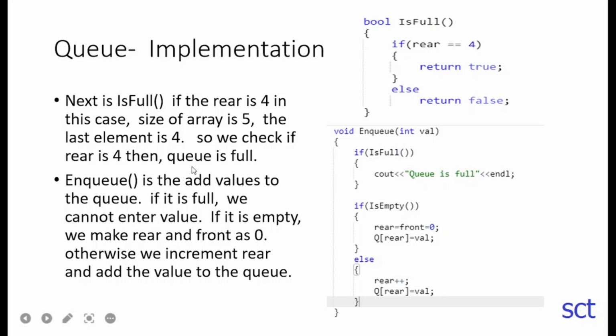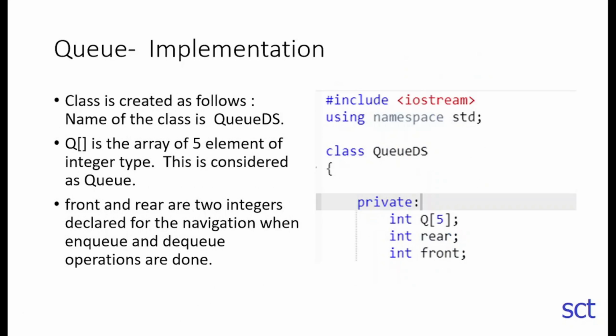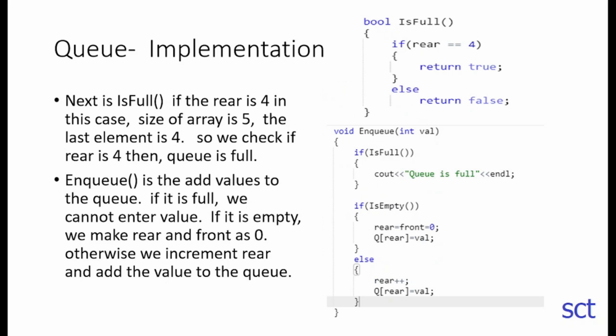Next is when the q will be full. That is when the rear is equal to 4. Since we have the q as 5 elements, it is an array and it starts from q of 0, q of 1, q of 2, q of 3 and q of 4. So all the 5 elements will be entered when the rear is 4. When rear is equal to 4, you return true, that means it is full; otherwise it returns false, that means the q is not full.